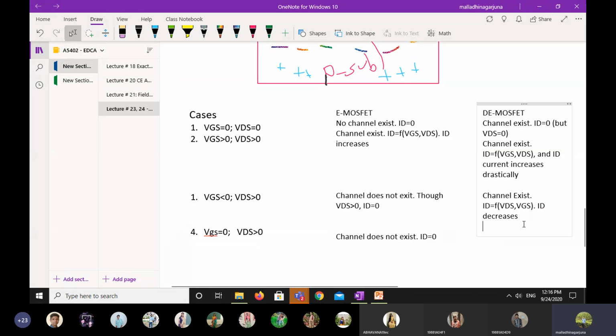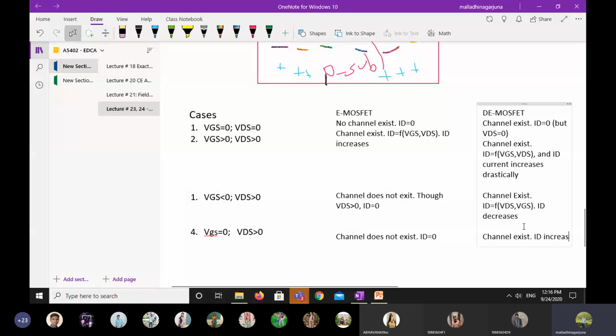Now come here. What about this? The channel exists. Okay, what about drain current? Does the drain current increase or decrease? It increases. Okay, now you see there are the 4 cases.